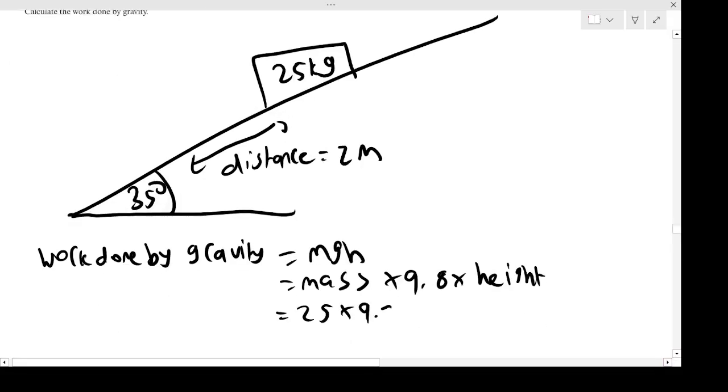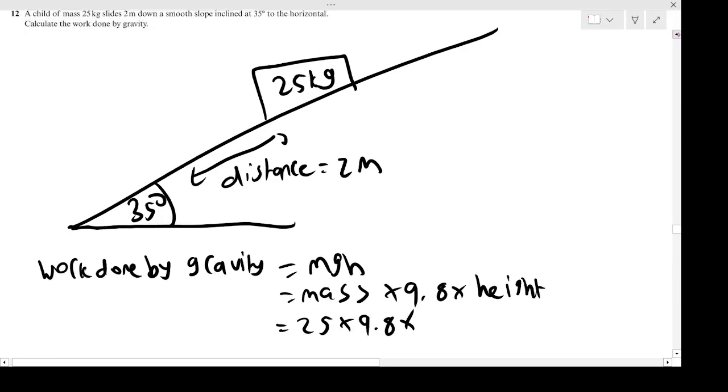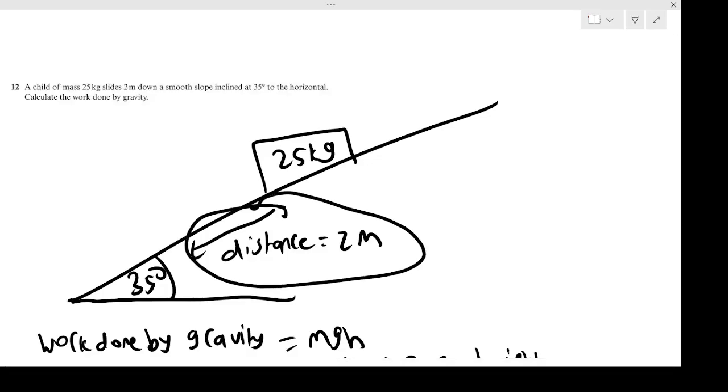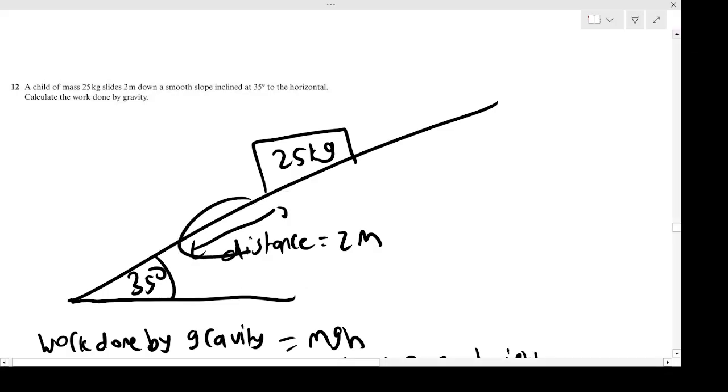G is 9.8. Now the height. Height is vertical, so how high up or down we moved. This distance is not what we want. This is the distance down the slope. The height we want is this length here. How are we going to work that out?